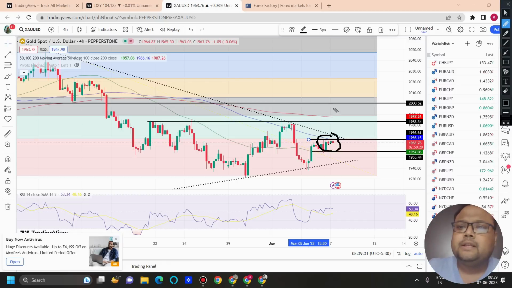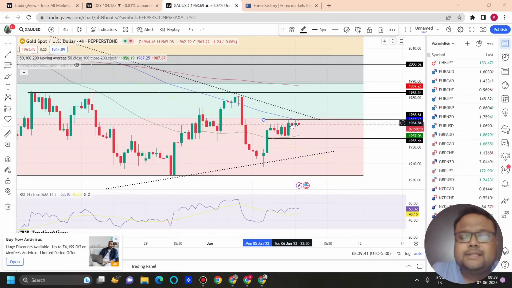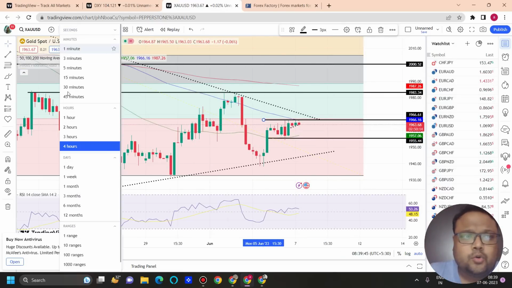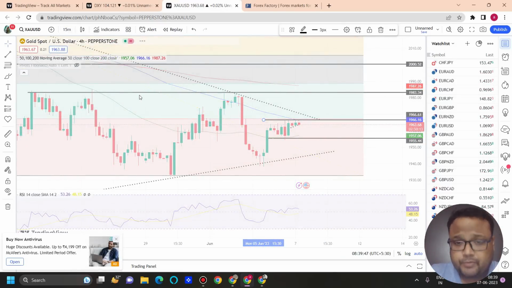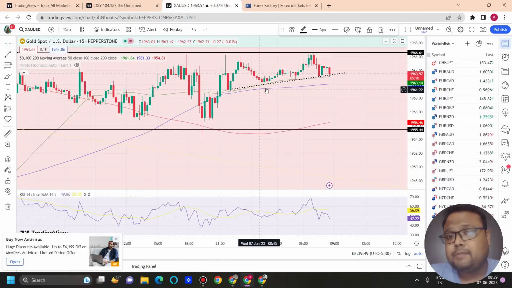What will be the TP? At least the market should be heading towards the 1981, 82 level, the level here. If the market breaks this level here, the market will be heading towards this level. So 1966, 67, that level is kind of a no trading zone right now for us because of the uncertainties in the market.